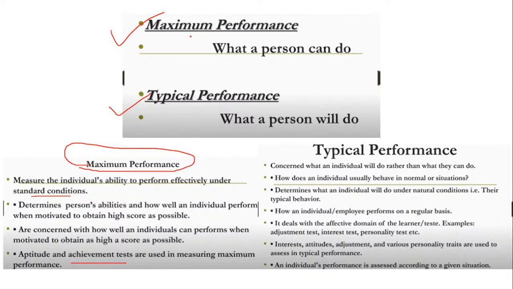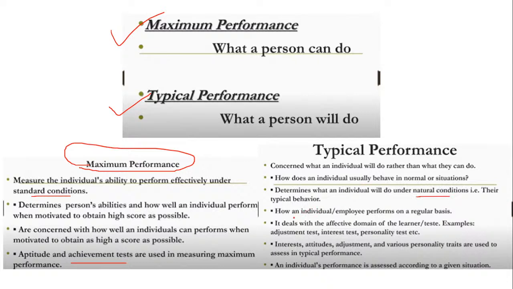So under maximum performance, if you motivate your student correctly and put him under a standard condition, how does he perform, that gets calculated. Whereas typical performance is concerned with what an individual will do rather than what they can do. How does an individual usually behave in a normal situation? It determines the natural conditions.